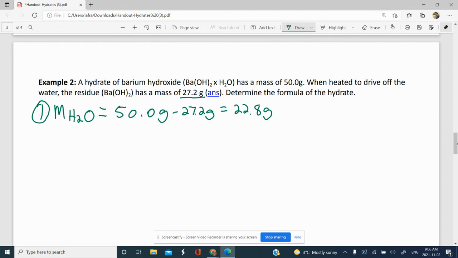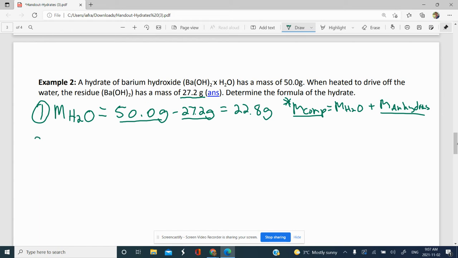And this is because we know, I'm just putting this in brackets here, or a little asterisk here, that the mass of the compound is the mass of water plus the mass of your anhydrous, which in this case was the barium hydroxide. And so to find the mass of the water, you just do the mass of the compound minus the mass of the anhydrous, so the 27.2 grams there, and you get 22.8 grams of water.